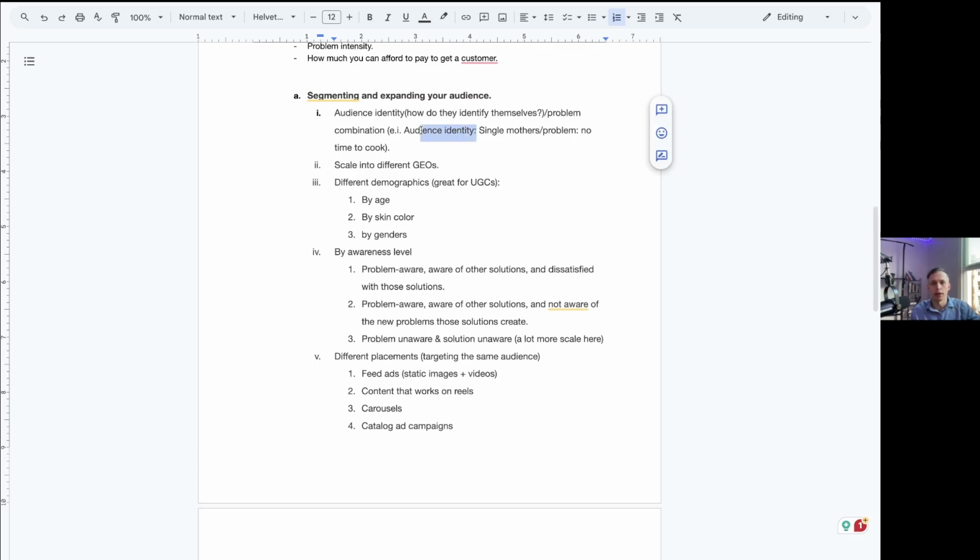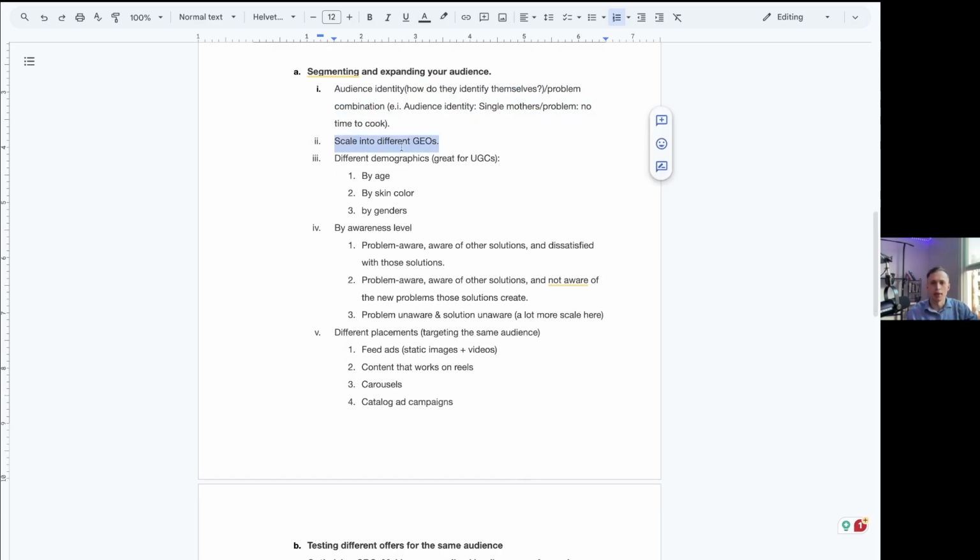And ideally you want to find how they identify themselves, so audience identity, right? Because you want to talk to them specifically, and maybe you want to call them out as well. That's a very important piece, of course. And then different geos, so different countries, different continents, different areas that speak the same language. So maybe you have a product that works in the US, you might want to scale it and launch it in, let's say, Australia, UK, New Zealand, all these countries, maybe Europe or Asia too. So that's that.